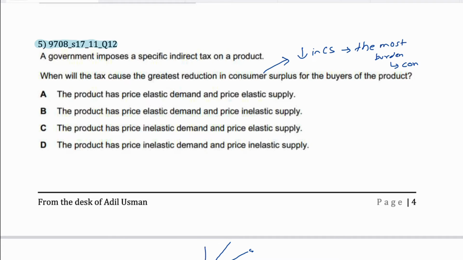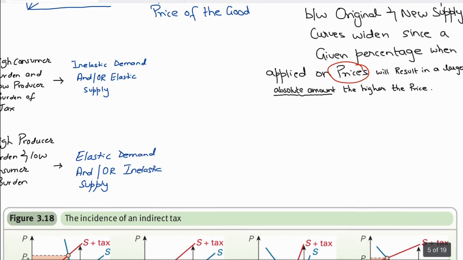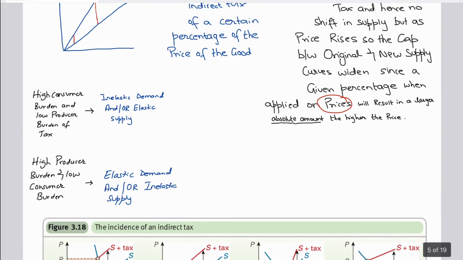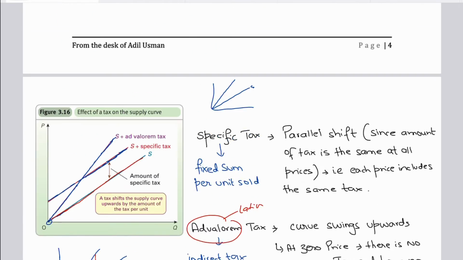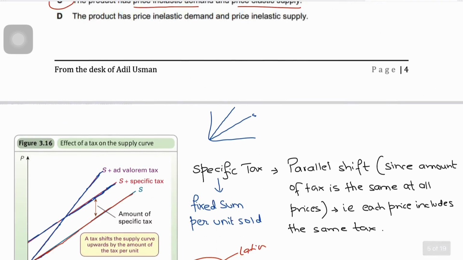And when would this happen? This would happen when the product has price inelastic demand and price elastic supply, just like I mentioned in this rule over here, right? So the answer is C. Moving on to the next question.